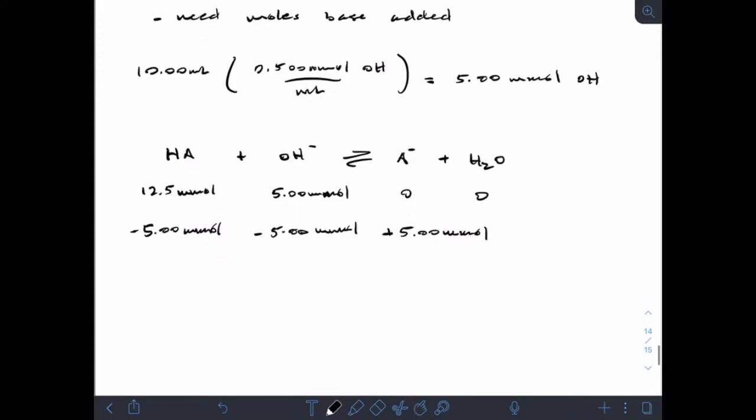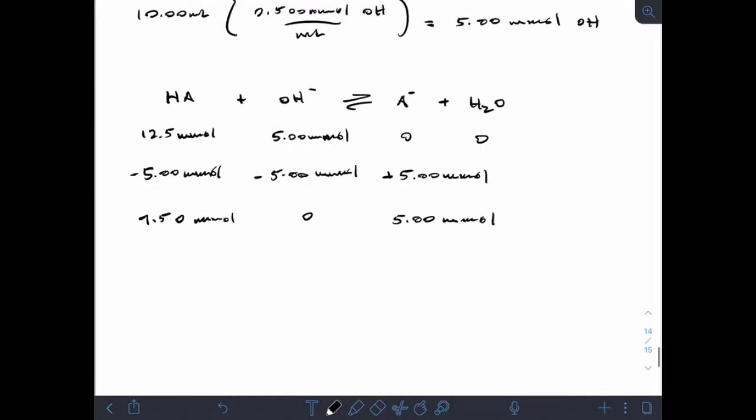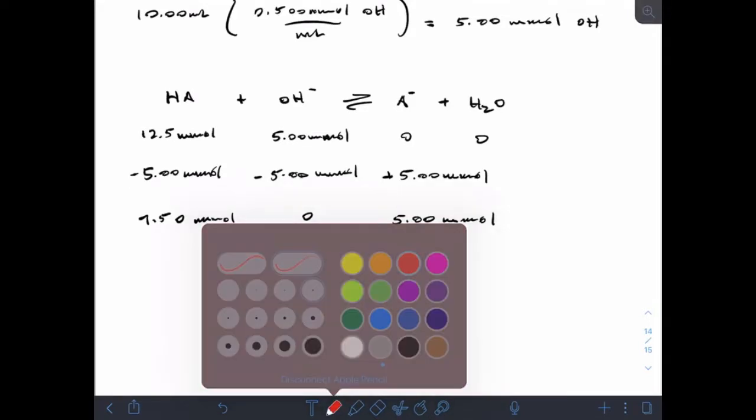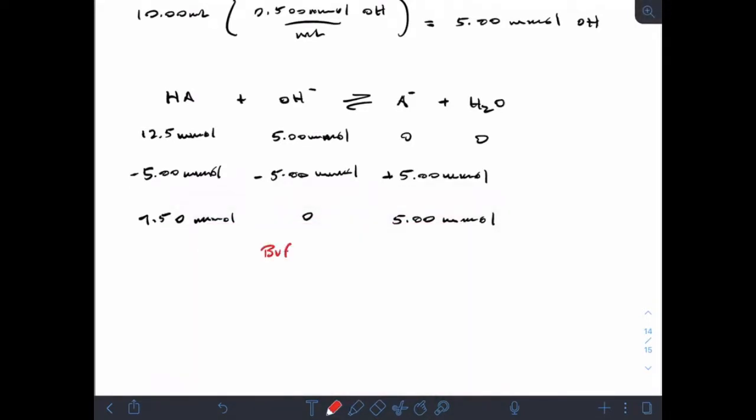Okay, so at my equilibrium line, I'll have 7.5 millimoles of acid left, no base left, and now I have 5 millimoles of conjugate base. Right, so now I have a buffer. I've got some acid and its conjugate base in the same solution together.